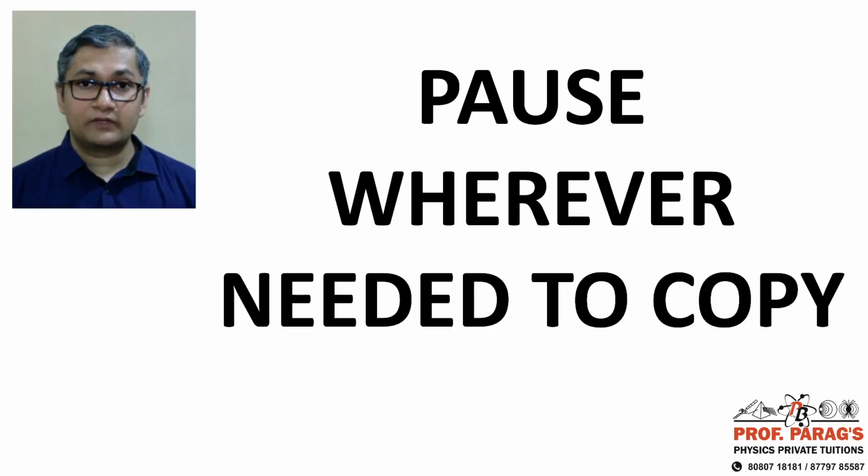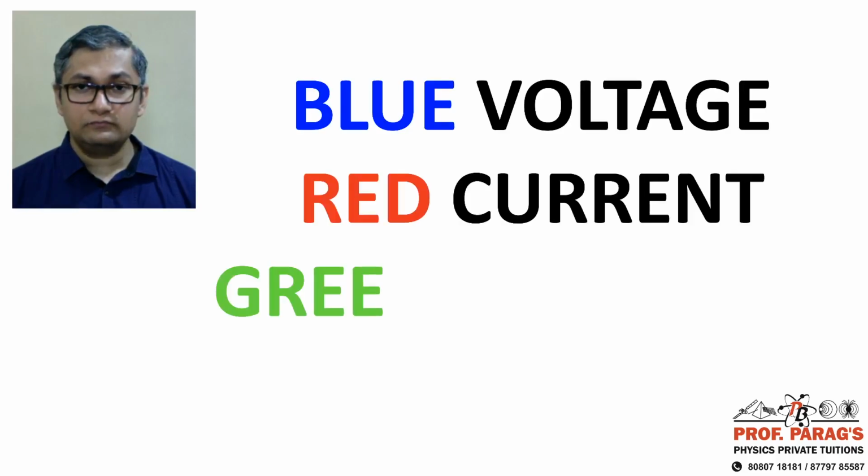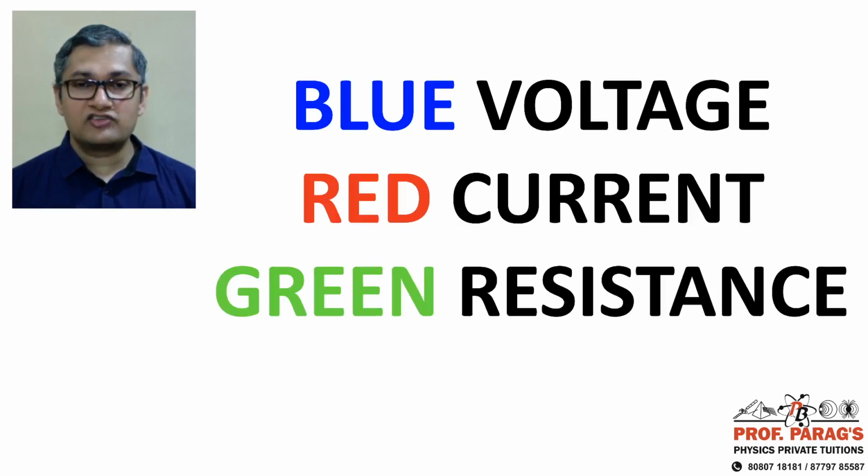The other thing I want to tell you is a simple color notation that we are going to follow, because we are going to have voltage, current and resistance. Blue is for voltage. Any number you see anywhere on the slide, if it is blue, it's voltage. If it's red, it's current, and green is for resistance. Just keep this in mind. With that, let's begin.